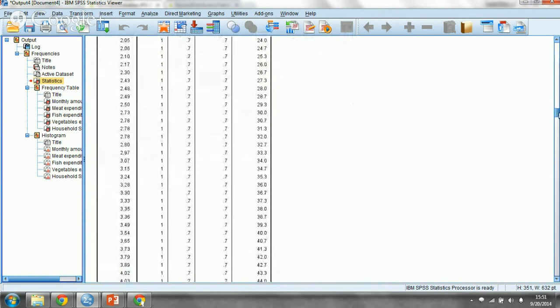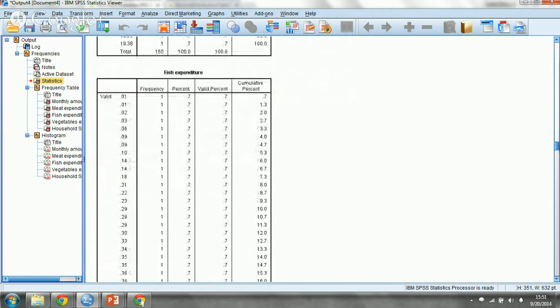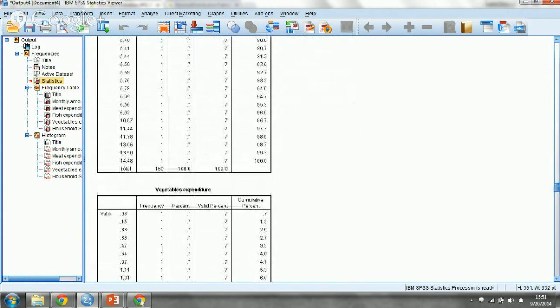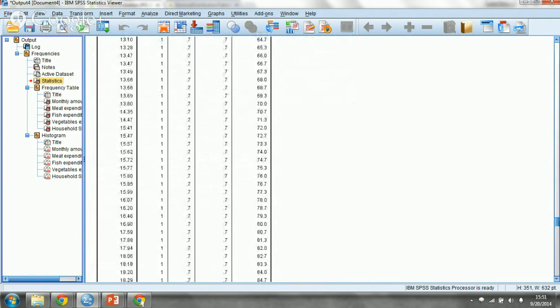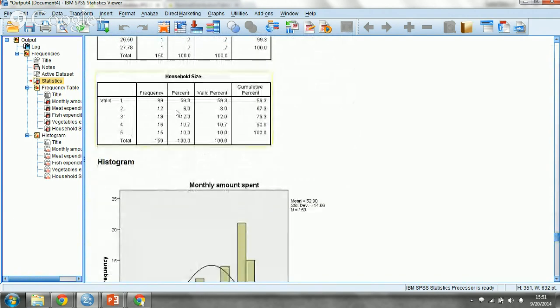For the meat expenditure, nobody has repeated the same thing twice. Same with the fish. For the vegetables, it is the same thing. The household size, we obviously have more frequency because we're talking about whole people. We're talking about a continuous variable, but we're talking about people who are one person per household, two persons per household, three persons per household. It makes no sense to have 0 people per household. And maybe in this sample, none of them had 6 people per household.